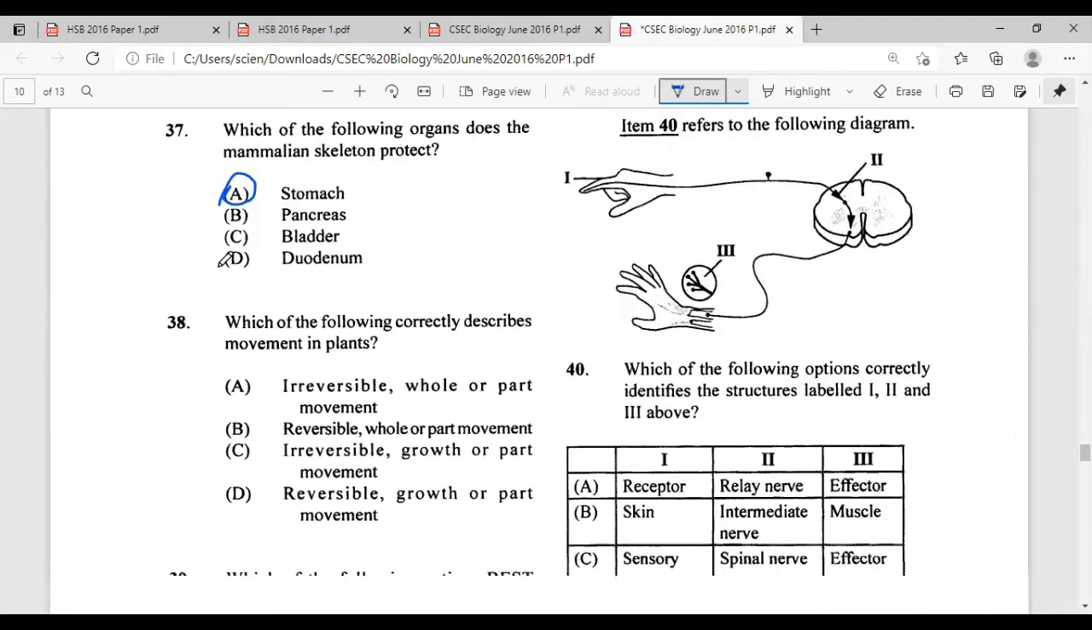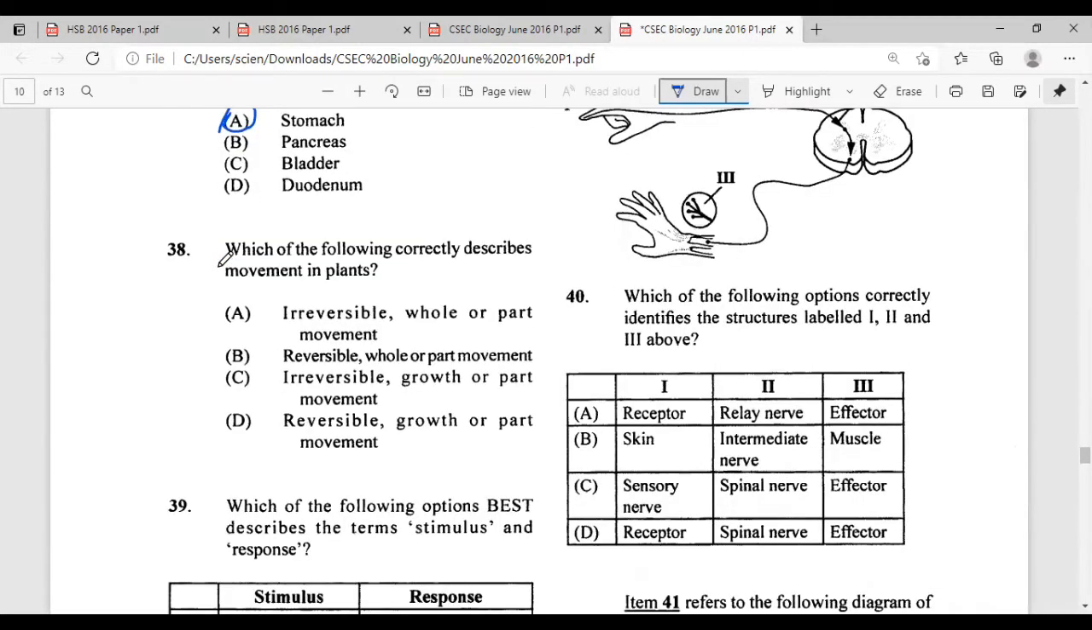Question 38. Which of the following correctly describes movement in plants? So we have A, reversible whole or part movement. B, reversible whole or part movement. C, irreversible growth or part movement. D, reversible growth or part movement.